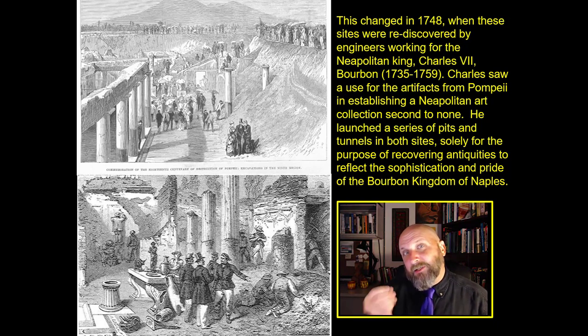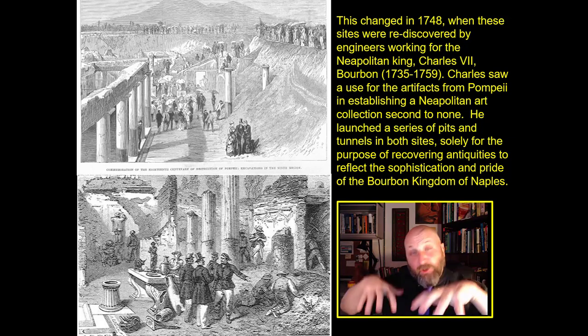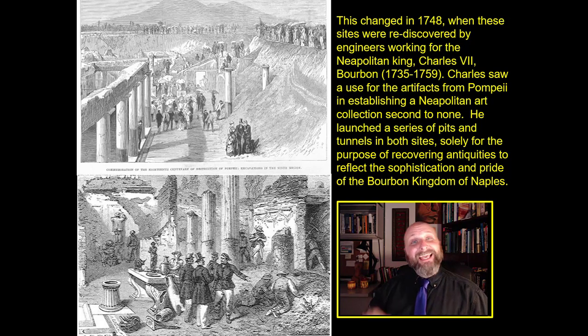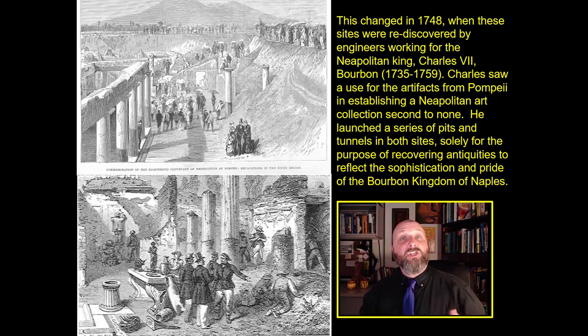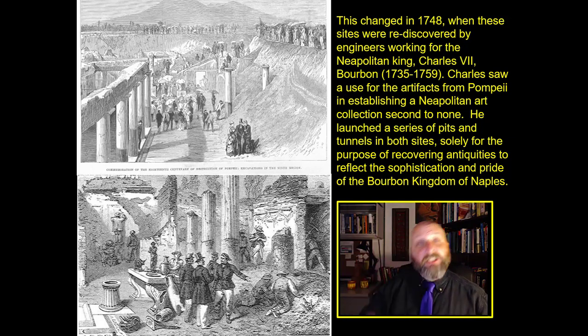But Charles VII sees a way to make Naples famous, to secure his position as the king of this Italian city. He's going to use all of this Roman art to make the art collection of Naples equal to, if not superior to, any art collection of the north. He's going to make Naples the equal of Venice, of Milan, of Florence, of Pisa. He's going to show the artistic refinement and sophistication and riches and artistic genius of southern Italy, and he's going to do this in Naples.